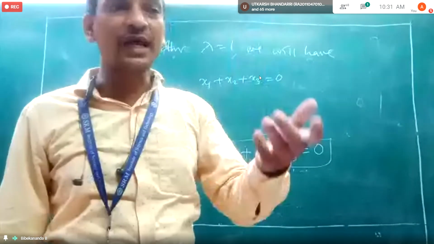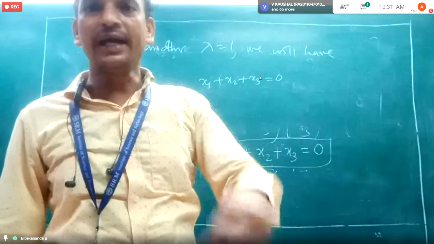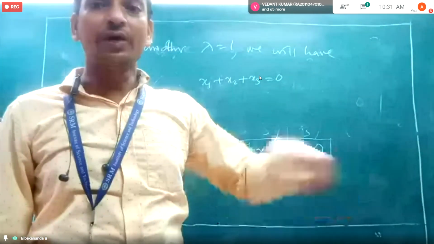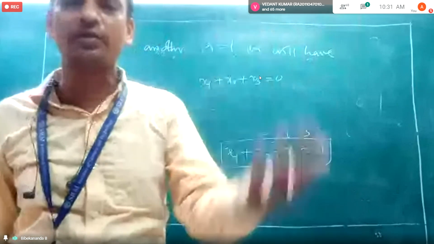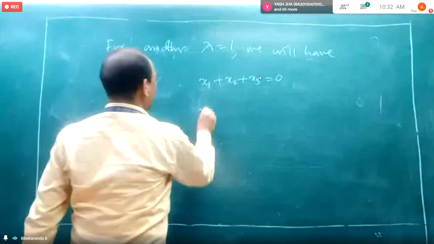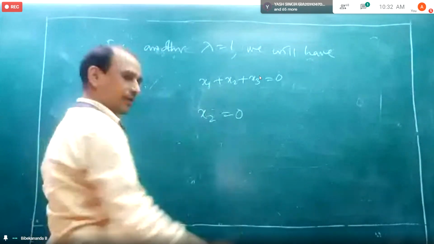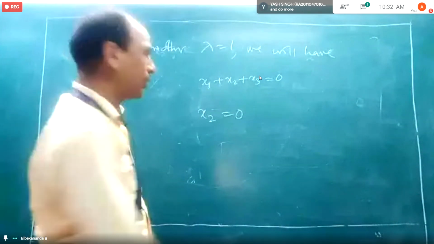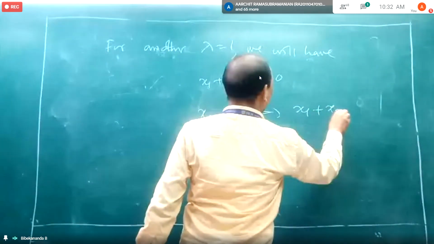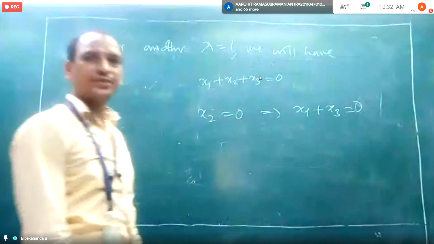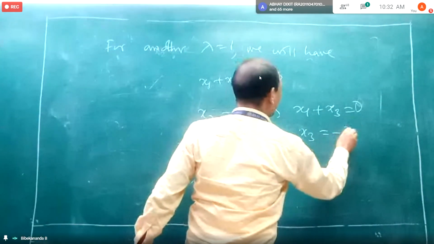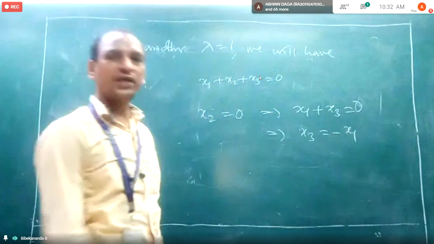So before, I have taken x1 equal to 0, and now we can take x2. In order to get another solution, since there are two variables, let me take x2 equal to 0. And so x2 equal to 0 means x1 plus x3 will be the remaining terms equal to 0. So from here we can have x3 equal to minus x1.